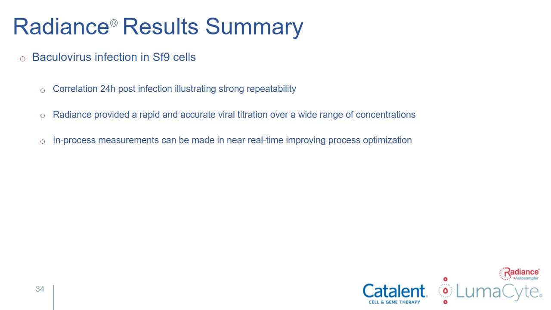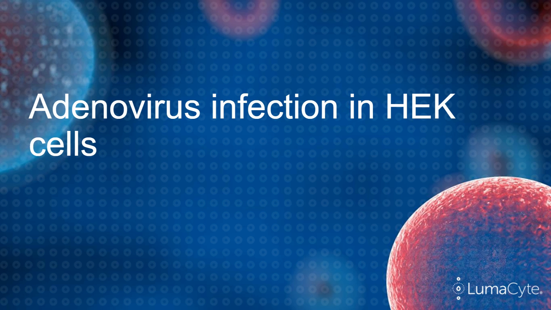So to summarize the results of the first experiment with the baculovirus infection in SF9 cells, we were able to correlate the 24-hour post-infection, illustrating strong repeatability. The Radiance provided a rapid and accurate viral titration over a wide range of concentrations, as you've seen. And the in-process measurements could be made near real time once this calibration curve is generated, thus improving process optimization.